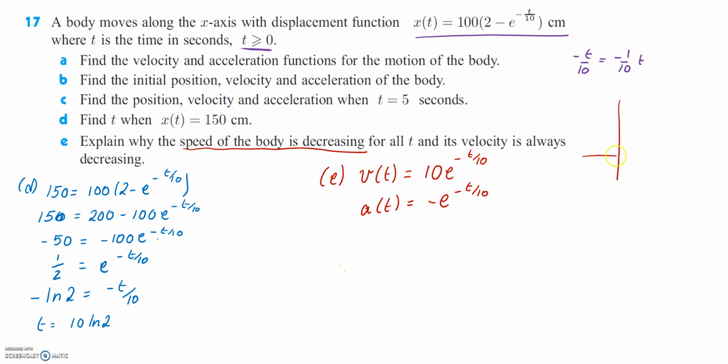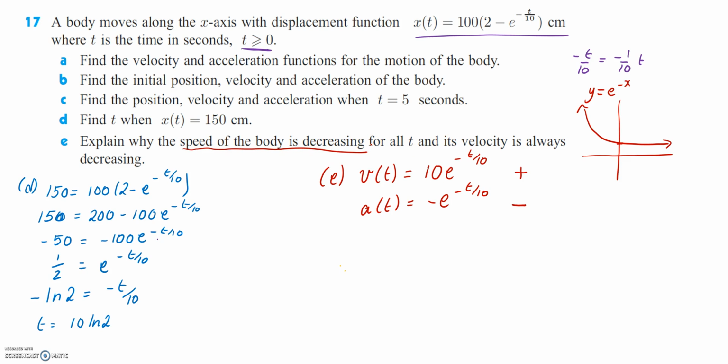Well, again, it comes back to knowing your graph of e to the minus x. So remember, we looked at that in the previous question. This is e to the minus x, not a great drawing there, but we can see that it is always above the x-axis. In other words, it is always positive, and we're timesing it by 10, so that means that for all values of t, the velocity will always be positive.